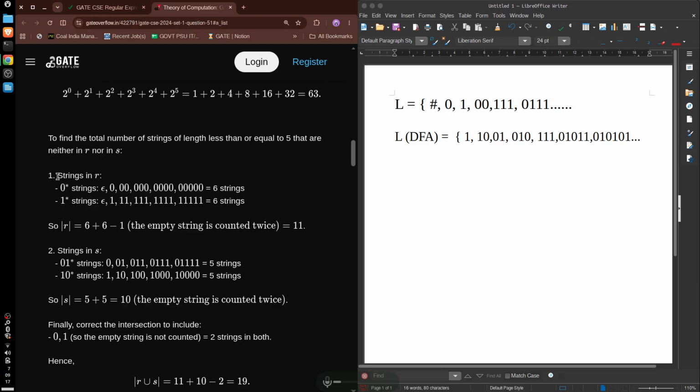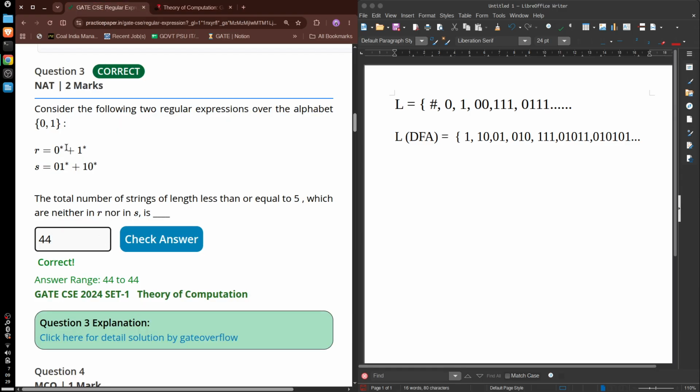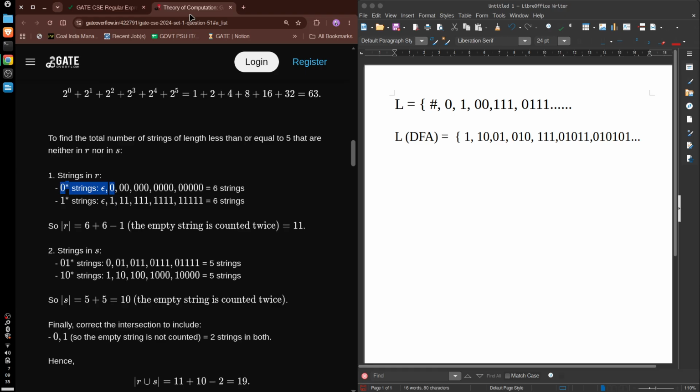So one string is R, right? The first string is R. From the first string, how many strings can we make? If we just go with this, we'll pick this one, right? So it will be epsilon, 0, double 0, triple 0, 4 0s, 5 0s, right? So it will be 6 strings.